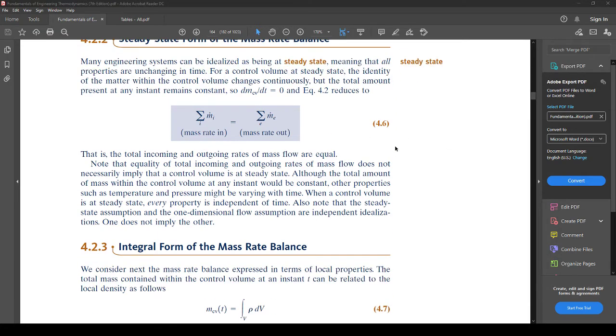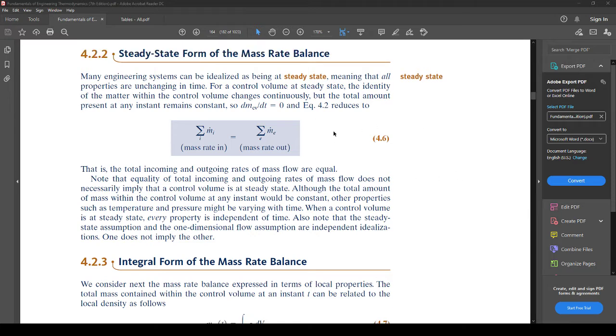All right. So then we have, let me see, if any of this stuff is really that important. Yeah, okay, I'll read it. Actually, I'll go back up here. So it says, for a control volume at steady state, the identity of the matter within the control volume changes continuously, but the total amount present at any instant remains constant. So dm CV over dt is equal to 0. So the change in the mass of the control volume is equal to 0. And equation 4.2 reduces to what I just circled.